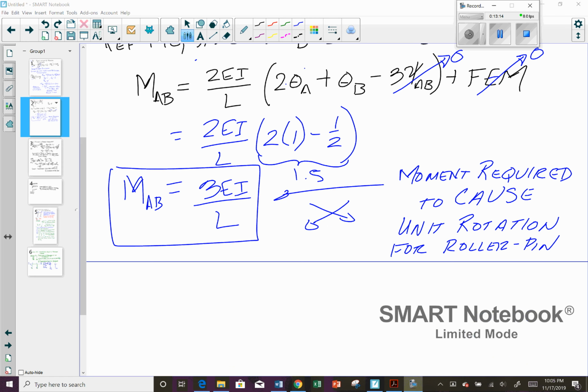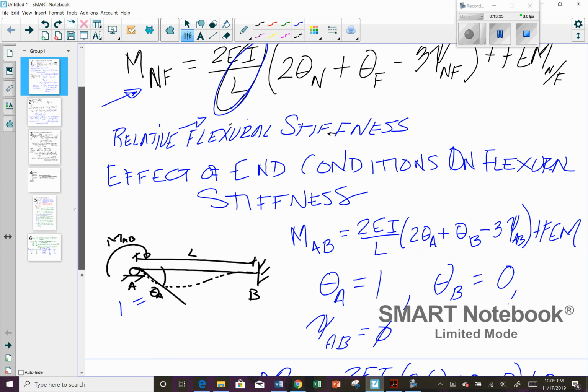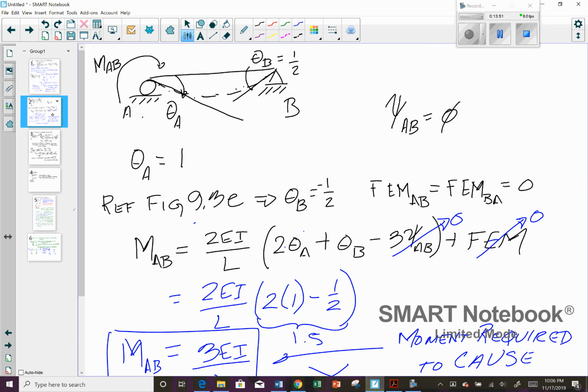Okay, and I want you to notice that this is also illustrated in figure 11.12b, where it gives you that moment that's required to cause a unit rotation. And up here, this one is in figure 11.12a. Okay, so let's go to the next one.